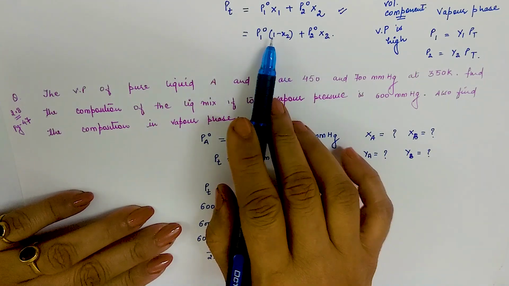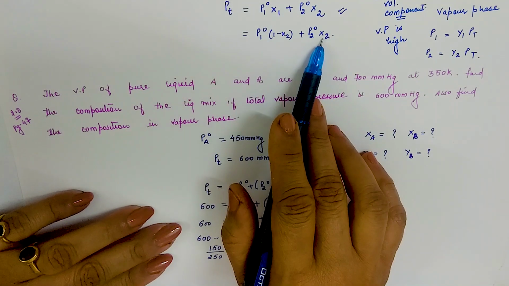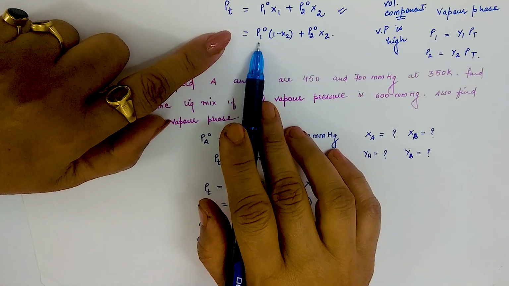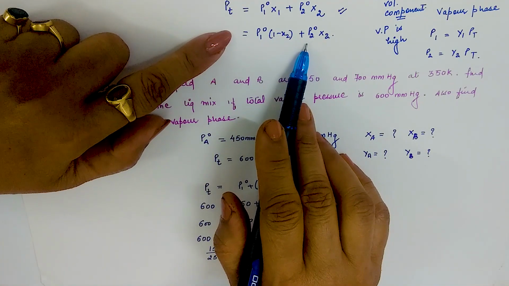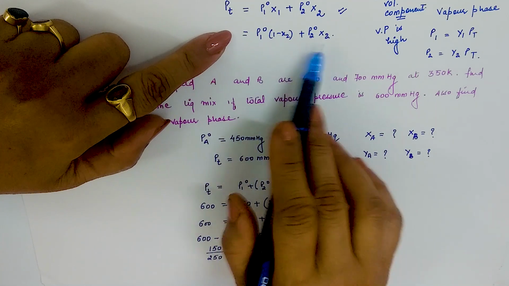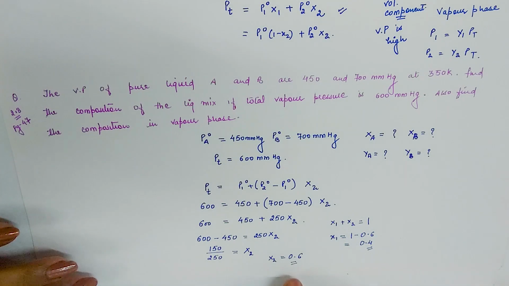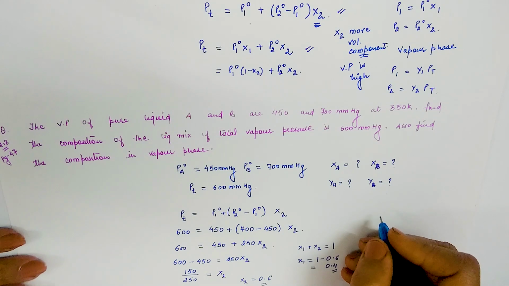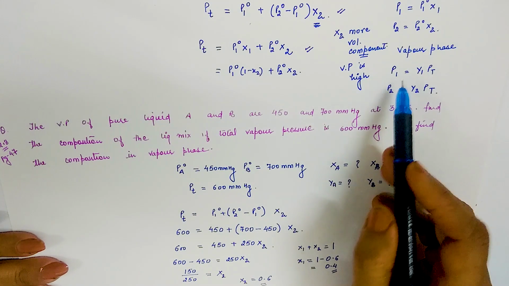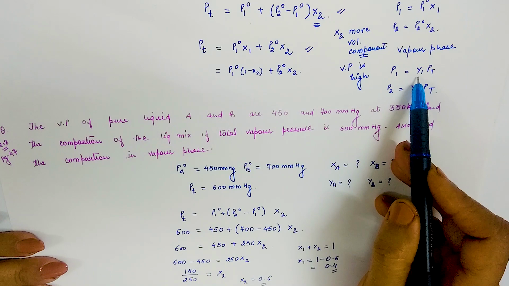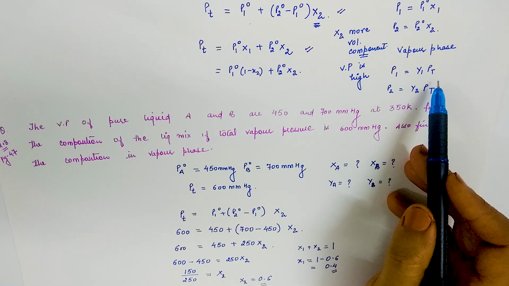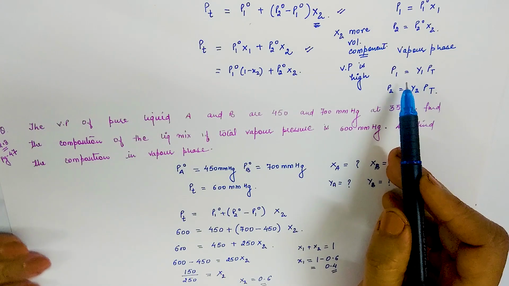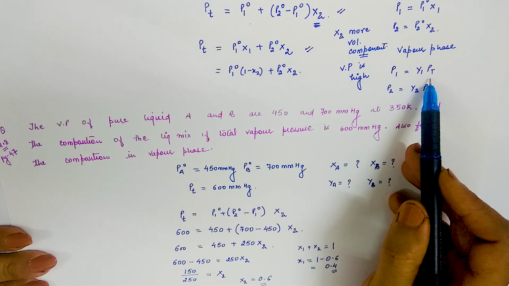Children, I put this equation to get the value of x2. If you are using the other equation, then you can also solve it: PT is given to you, P1 naught is given to you, P2 naught is given to you, and you can solve in terms of x2. Now this is the composition in the liquid phase. Now we are solving for the vapor phase. For the vapor phase, my formula is P1 is equal to Y1 P total. P total is with me.